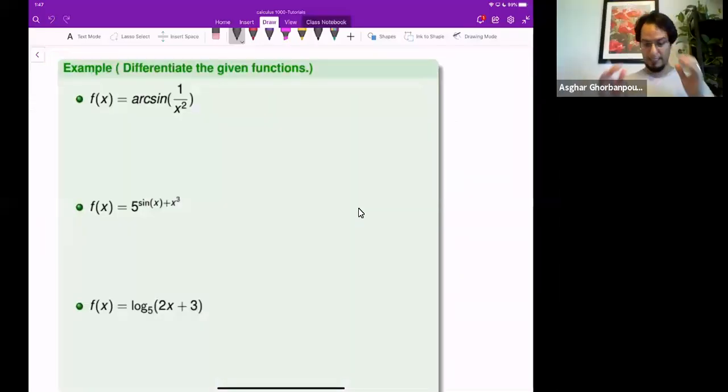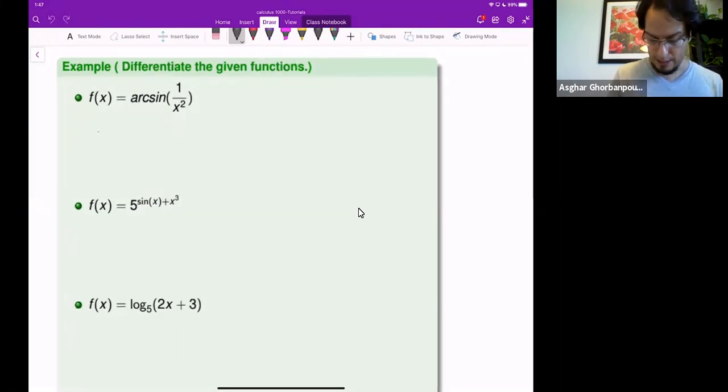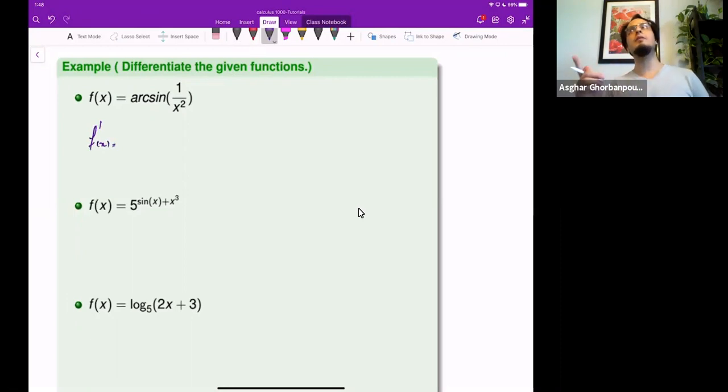So the question is asking to differentiate, basically. But in all the cases, what you will notice is that you have to apply some versions of chain rule here. So the first one, f of x is arc sine. Remember, arc sine is another name for inverse of sine, or sine inverse.